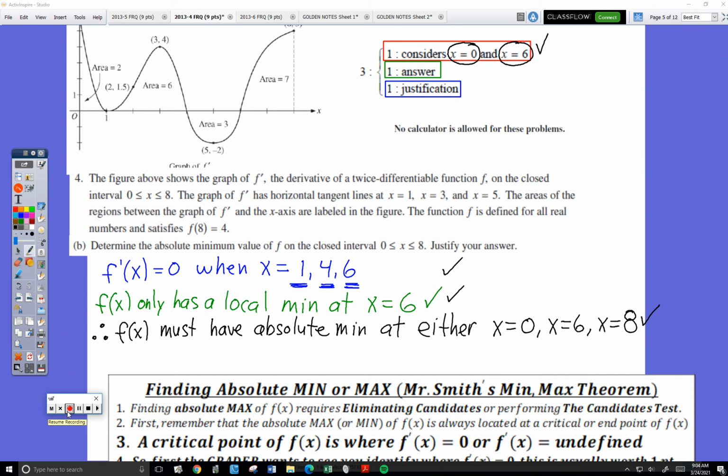Okay, so again, we started out with 5 candidates. These 3 plus the 2 endpoints. By writing the green statement, we eliminated 2 of the candidates. We eliminated this one, and we eliminated this one. So now we're down to 3 candidates. That means we can do 2 integrals, or we can use words again to eliminate another candidate. Just to demonstrate, I'm going to use words.